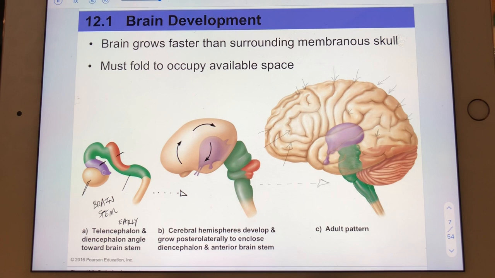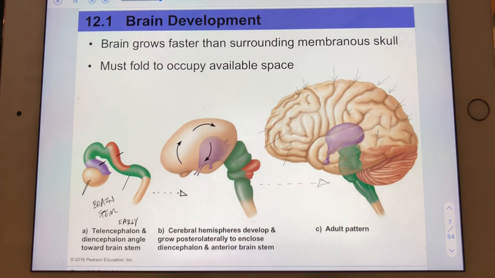In fact, if your cerebrum was... Gosh, this is a horrible analogy. Well, actually, let's use something different then. If your cerebrum was an avocado, okay, the pit of that avocado would be your diencephalon. It sits right smack dab in the center of what you've been calling brain, okay?